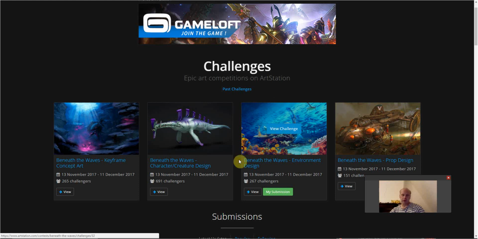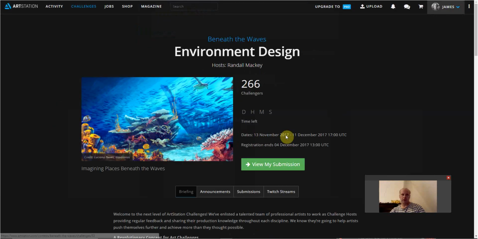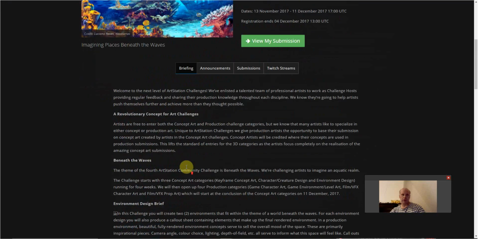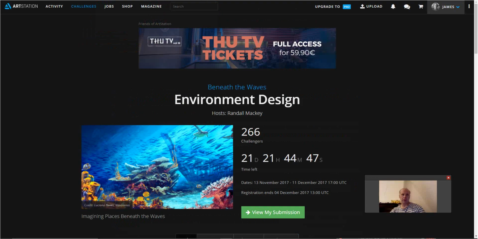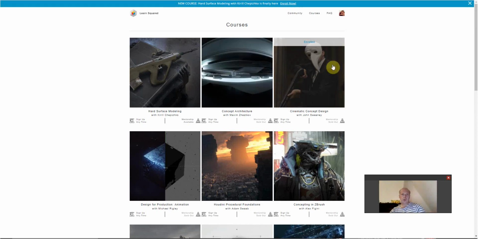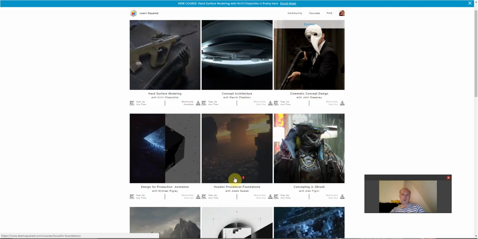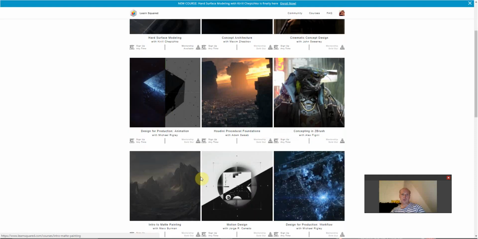But anyway, here goes. I'm going to do Beneath the Waves environment design, and I've got to do, I think, 2 environments. Another reason I wanted to do this is that I'm doing some Learn Squared courses to get up to date with my skills and rejuvenate them.